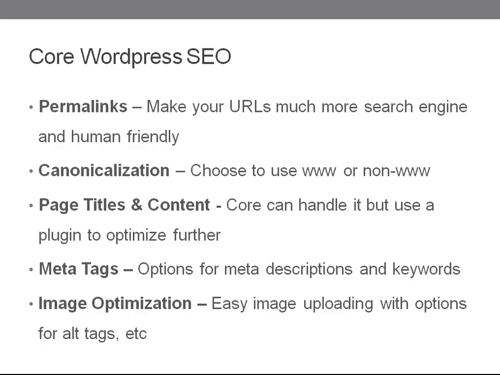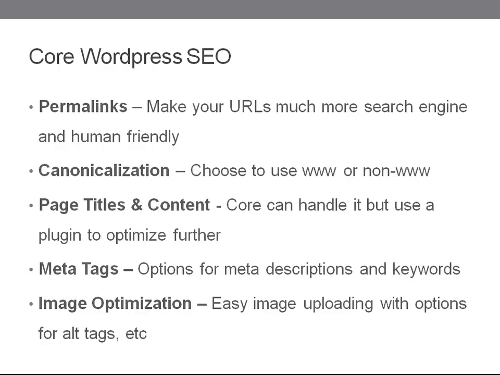Canonicalization, so you want to choose if you want to use www in front of your domain or not, and you can do that from within WordPress. You also want to change that in Google Webmaster Tools, you want the two to match, because in Webmaster Tools you can choose which version you want. Page titles and content. So WordPress core can handle this. You can change page titles and things like that, but you can use plugins to optimize it further, so you can really get in there and customize your titles and content.